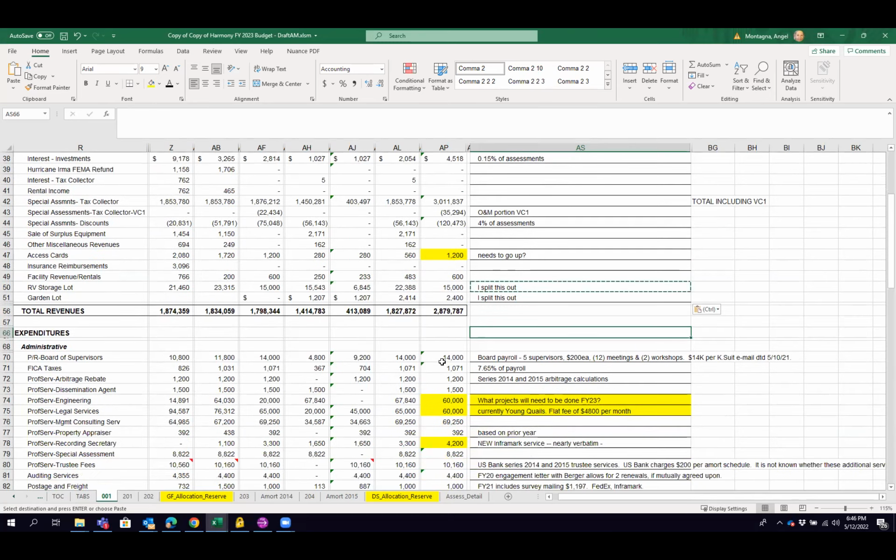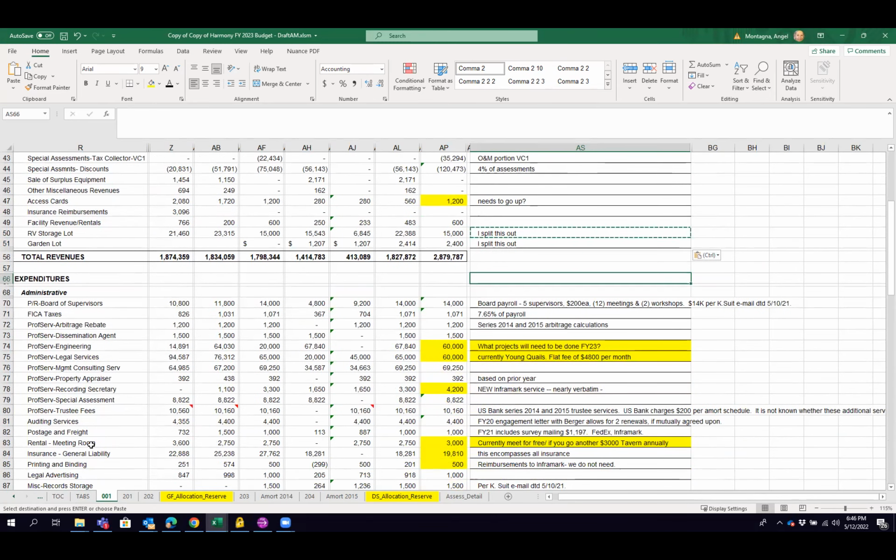Okay. All right, so starting in administrative, all of these pretty much stayed the same. The only thing I started on here is engineering and legal services. You were only budgeting 20,000 for engineering. I'm not sure how it went from 64,000 down to 20. That seems really low, especially for a community your size. I highlighted it for a reason, so you could look at what projects will need to be done in fiscal year 23 where you're going to need engineering services. So I'm not sure that 20,000 is even a realistic number, in my recommendation.